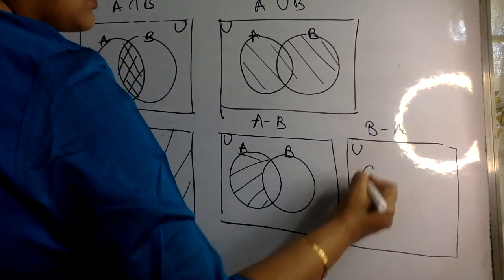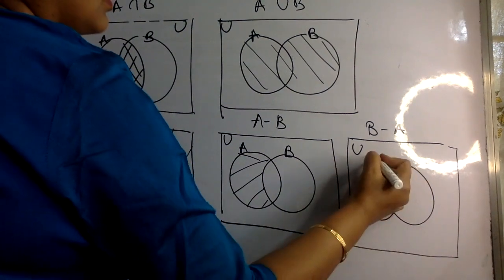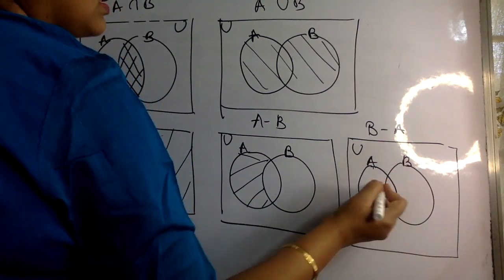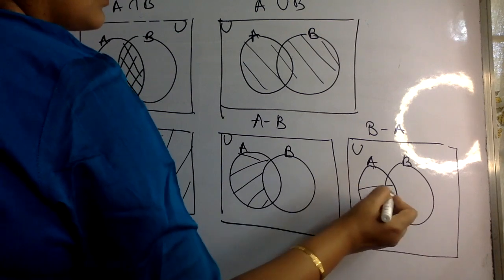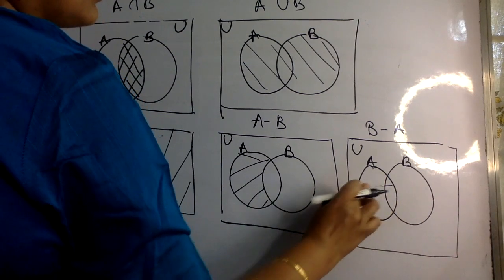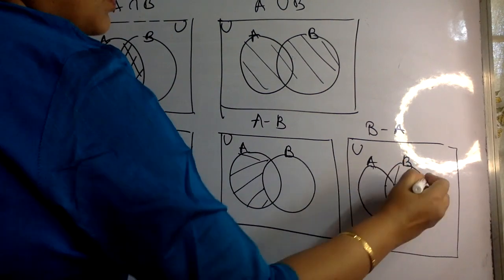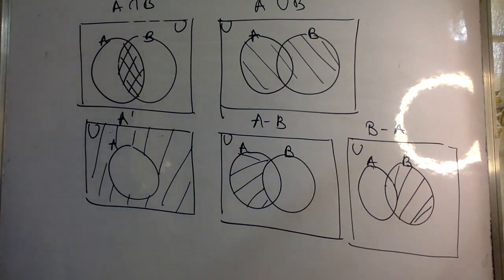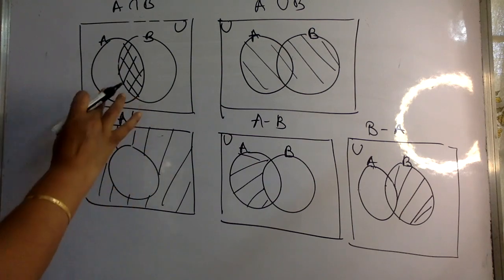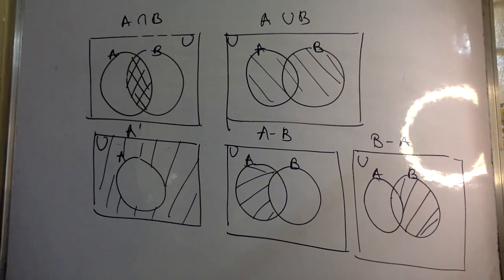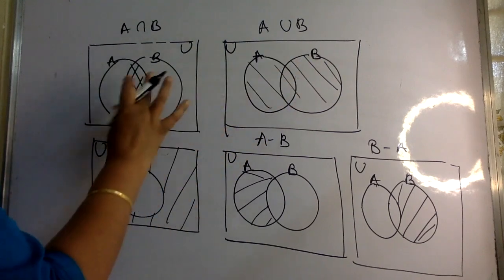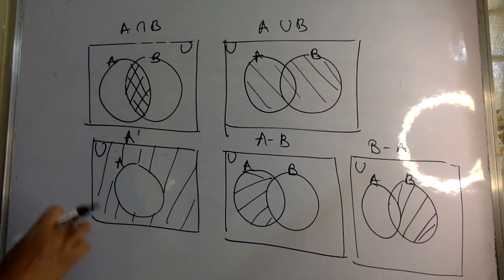B minus A is this shaded region. So I repeat, A union B, you have to take the entire region. A intersection B, only the overlapping region.